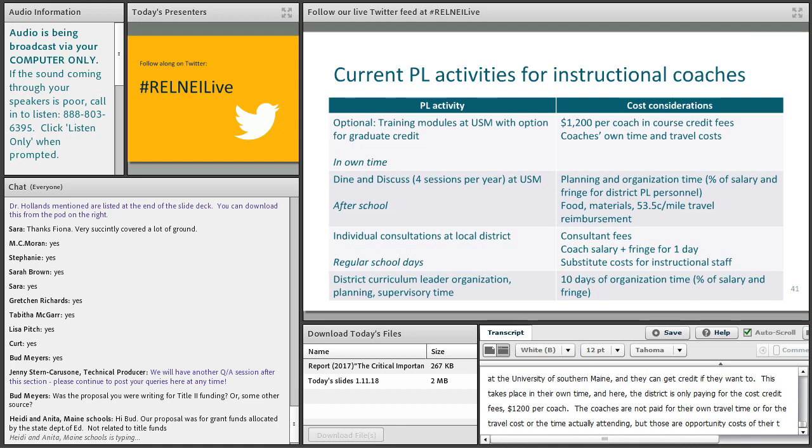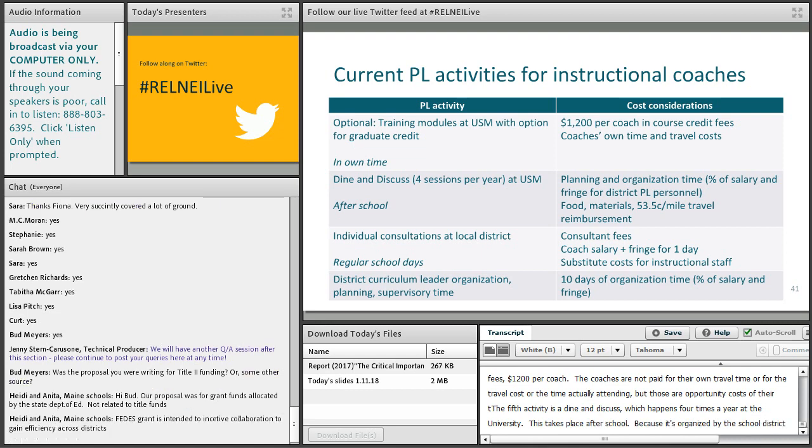The fifth activity is a dine and discuss, which happens 4 times a year at the university. This takes place after school. Because it's organized by the school district, you need to consider the planning and organization time of the district personnel. Again, that's a percentage of salary and fringe benefits. And then the obvious costs, food, materials, travel reimbursement.